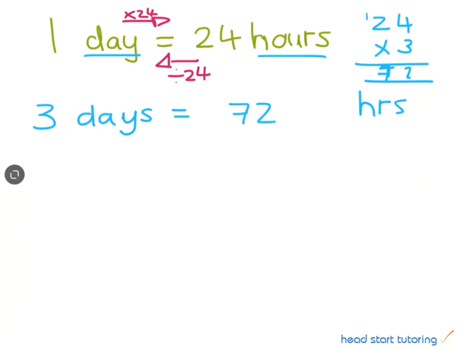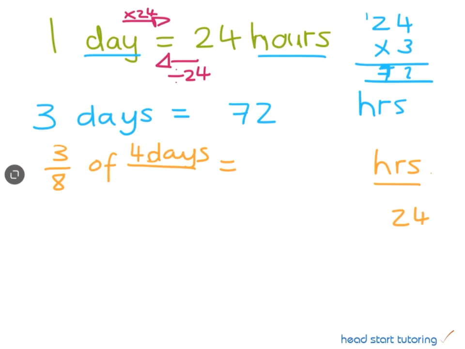If we are asked to work out what 3/8 of 4 days is equal to in hours, what we need to do is work out what 4 days is firstly in hours. So we say 24 times 4, which is 16, carry 1, 2 times 4 is 8, plus 1 is 9. So we've got 3/8 of, or times, 96 hours over 1.